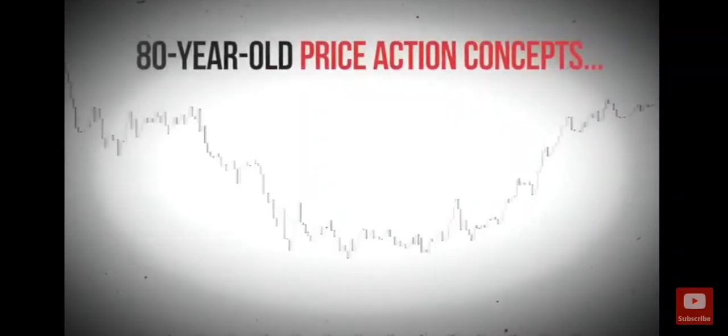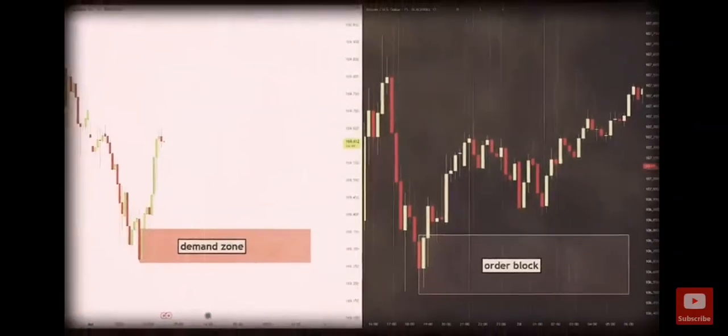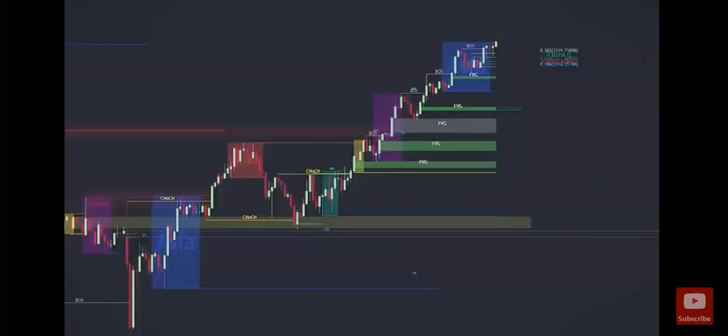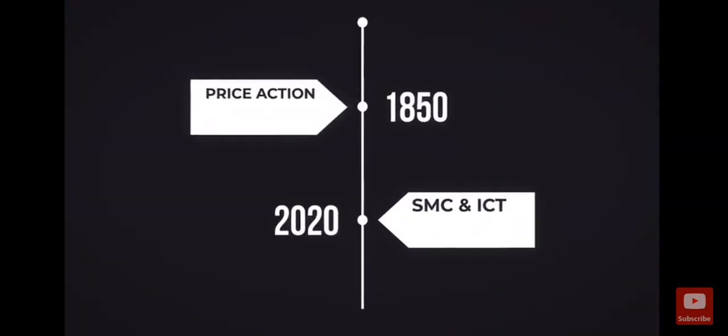Concepts, gave them new names like order blocks and fair value gaps, and sold them back to you as hidden knowledge. In this video, I'll show you the original patterns side by side, so you never have to pay for this information again.